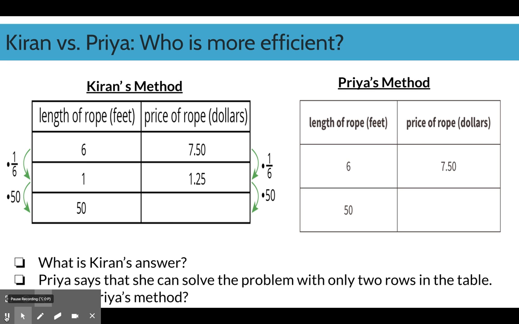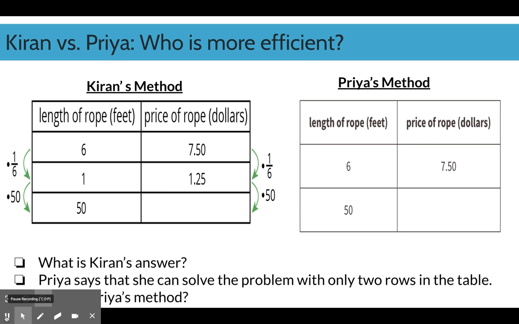So for number one, what is Kieran's answer? Hopefully you realize that Kieran also gets $62.50, because if we did the multiplication of 1.25 times 50, it does in fact give us $62.50. So we still got the same answer. That was one possible method to solve.